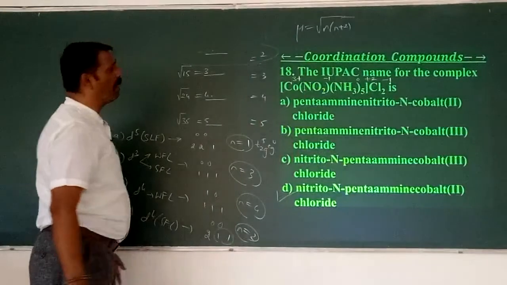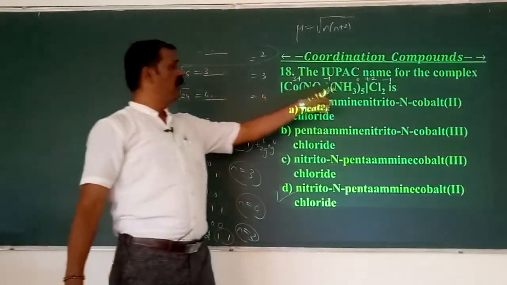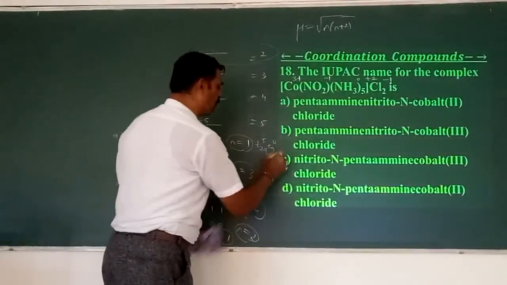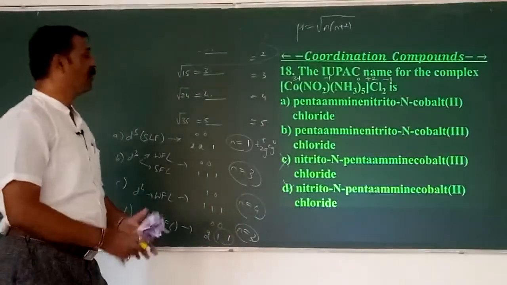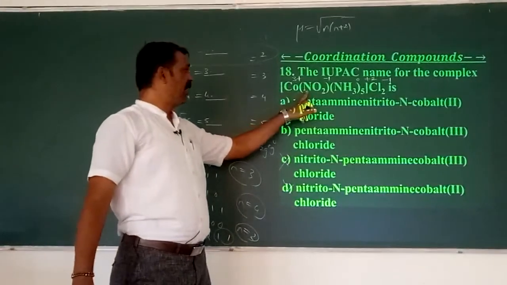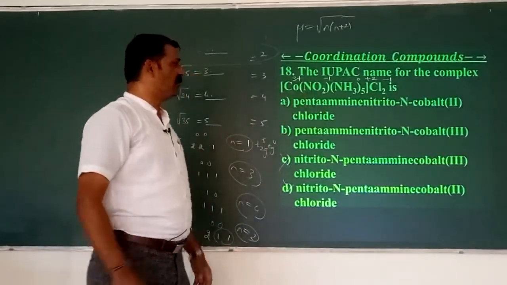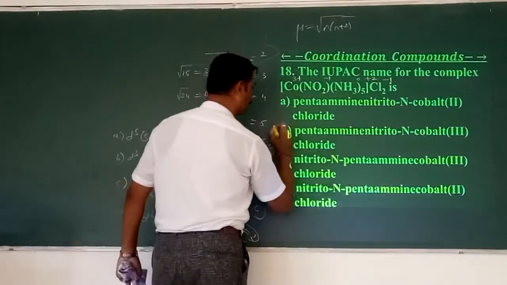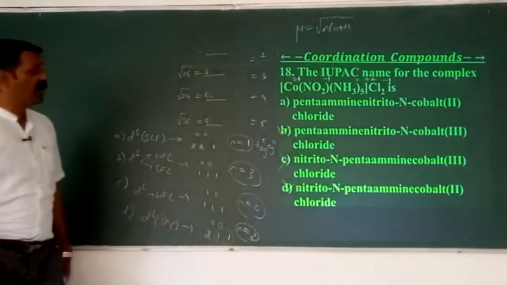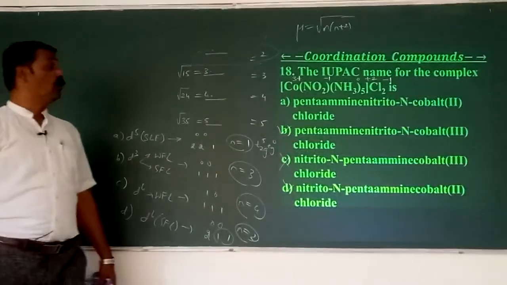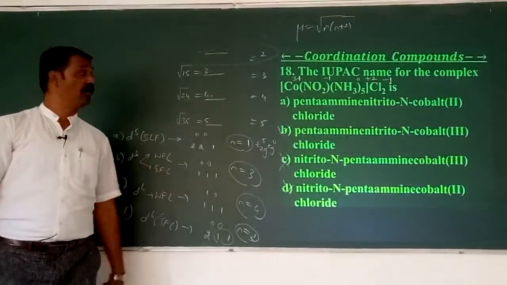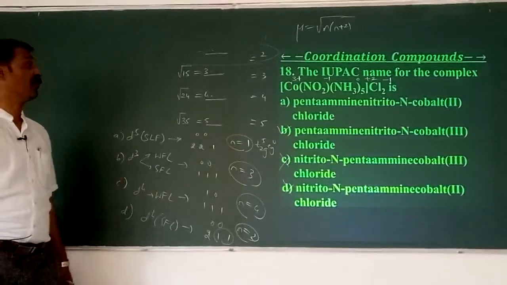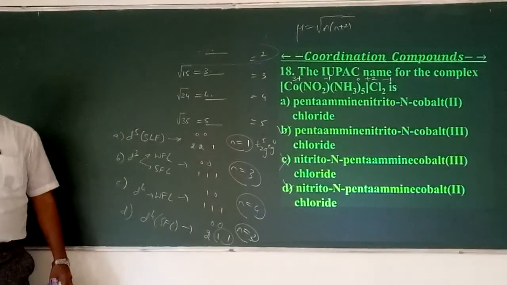So what is that? Nitrito and then ammine. Among that, the first one is pentaammine. Therefore I am deleting which and which here? This and this are deleted. Whether the coordinating site is nitro with N or nitrito with O, it is nitro with N, along with cobalt in plus 3 state. Hence it is pentaamminenitrito-N cobalt(III) chloride, the IUPAC name for the complex of the type Co(NO2)(NH3)5 with Cl outside. Okay, 18B.